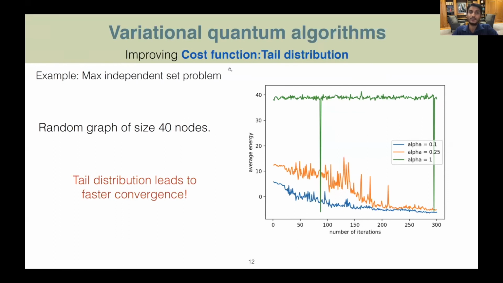So in this way, improving the cost function by looking at only the partial distribution can also improve variational quantum algorithms. So this is another example of how we can improve the already existing paradigms of variational quantum algorithms, either by improving the cost function or by taking advantage of the quantum natural gradient. Do we know why it works?